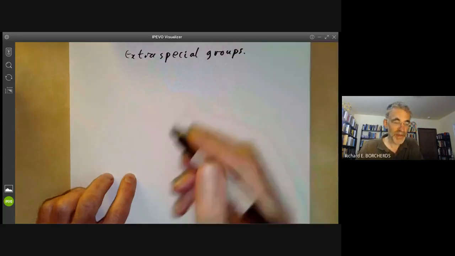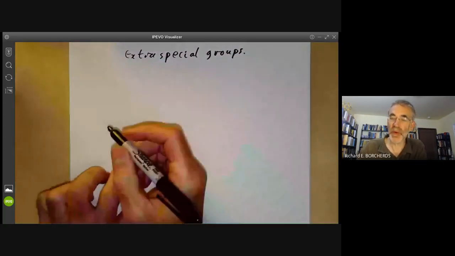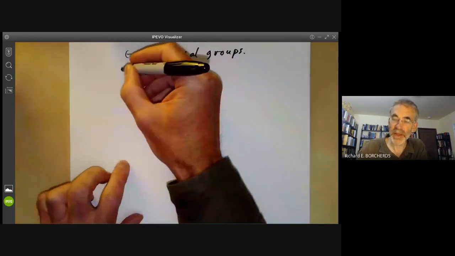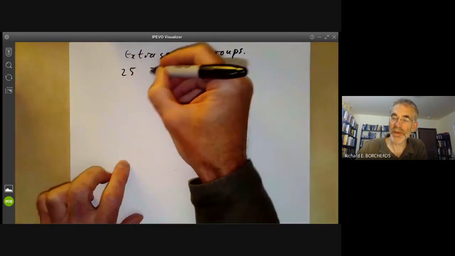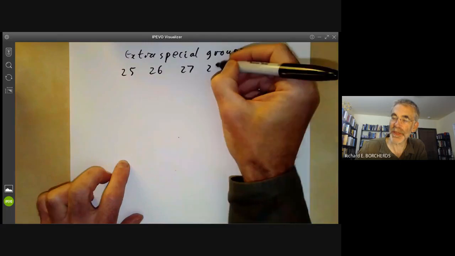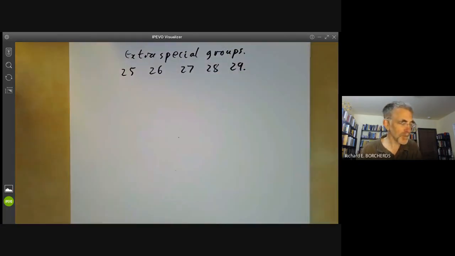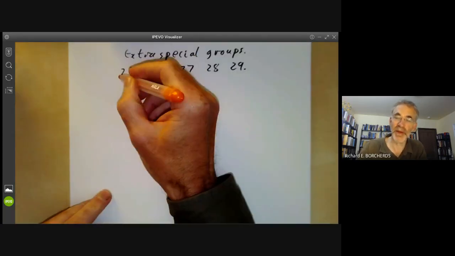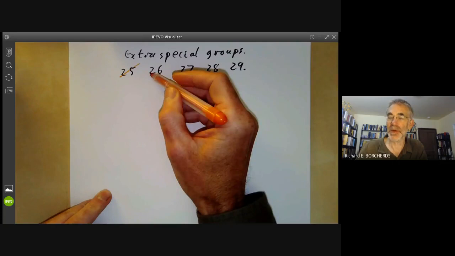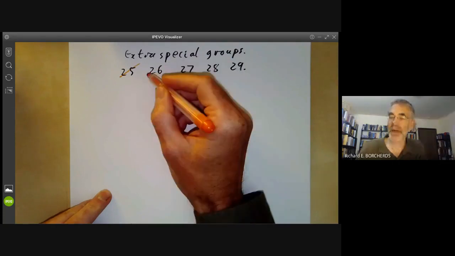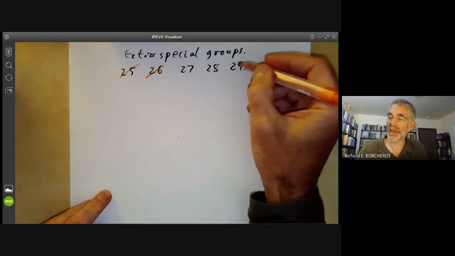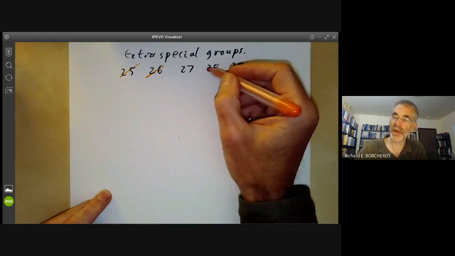In previous lectures, we've classified groups of order up to 24. So let's have a quick look at groups of order 25, 26, 27, 28, and 29. Most of these, nothing new happens. 25 is of order p squared, so there are two abelian and nothing else. 26 is order 2 times a prime, so we get a cyclic and a dihedral group. 29 is prime, so we only get a cyclic group.